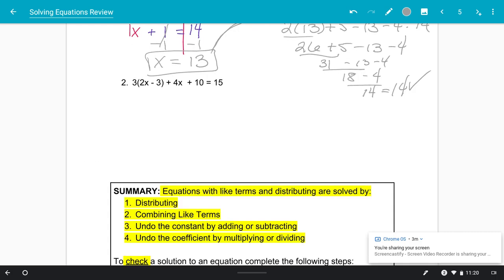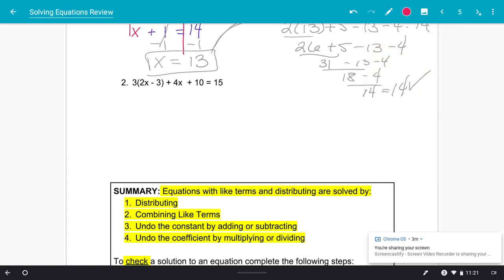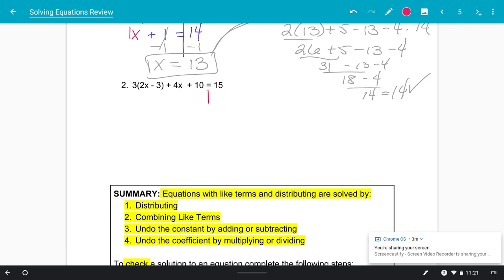All right, now for our next step, we have a little bit more complex of an equation going on here. So I have 3 open parentheses, 2x minus 3 close parentheses, plus 4x plus 10 equals 15. All right, so again, I have that equation. I can drop down my line. Now, one of the things that I notice here is that I'm not ready to just combine like terms because I also have the distributive property happening within those first, that 3 times 2x minus 3.